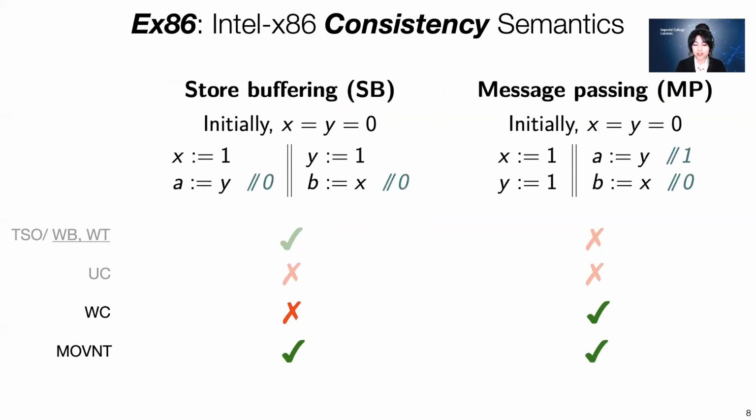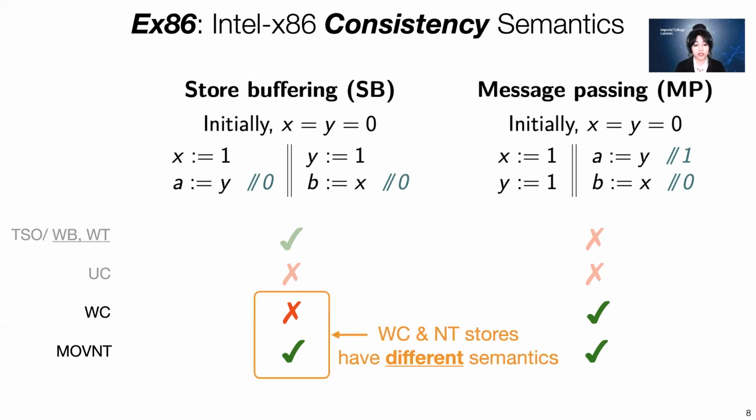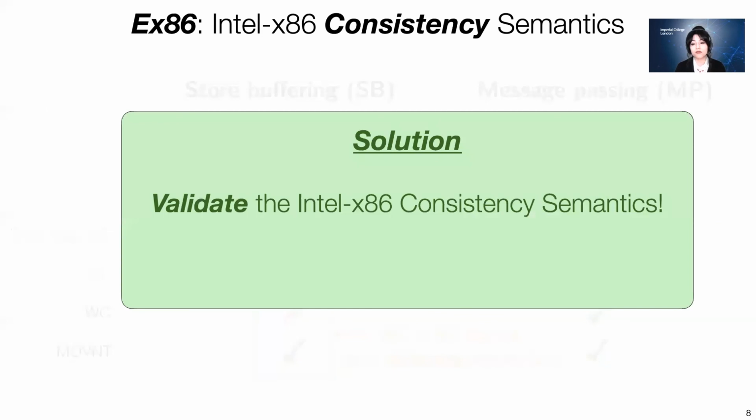It turned out that actually the Intel manual is quite inaccurate, in that when we replace the plain stores in these examples with non-temporal stores, we observe both the store buffering behavior and message passing behavior. So if we had non-temporal stores in these examples, both of these behaviors would be allowed. In other words, the WC memory type and non-temporal stores have different semantics, unlike what the Intel manual says. And this is why it was absolutely crucial for us to validate the semantics of these extended features.